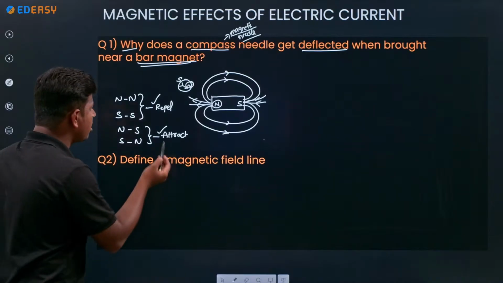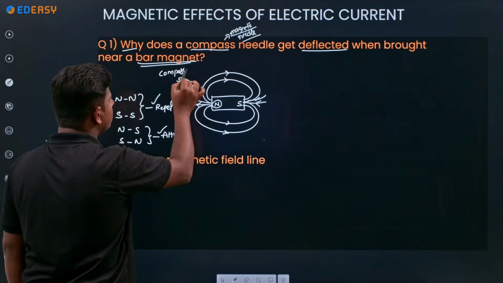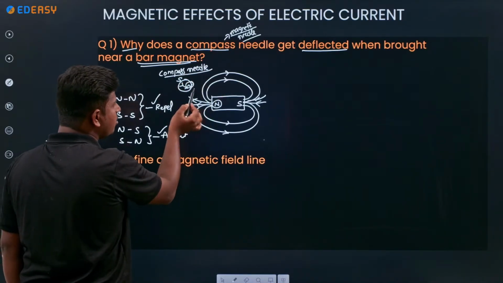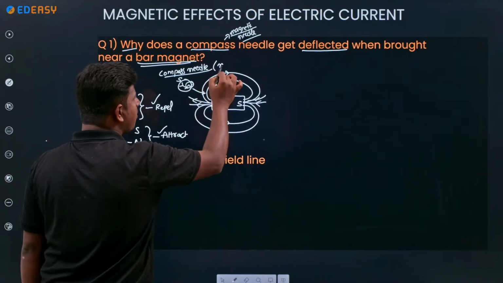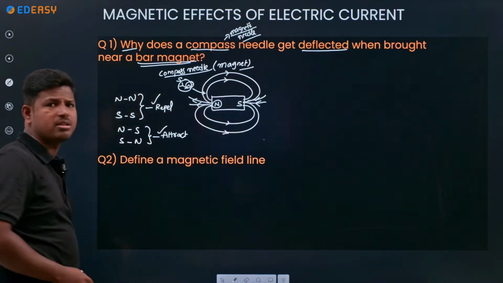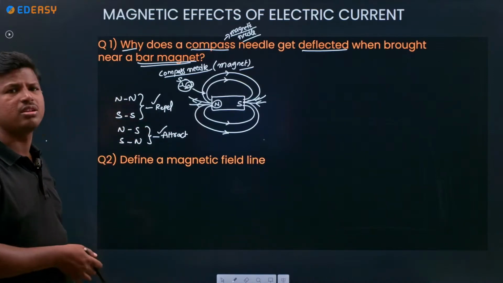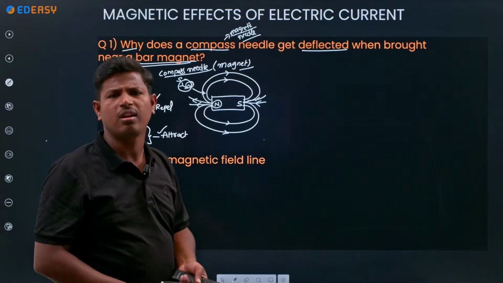So this compass needle, why is it responding? Because it enters the field of a bar magnet. The compass needle is also made up of a magnet only. That's why it shows deflection. Otherwise, there is no deflection at all.